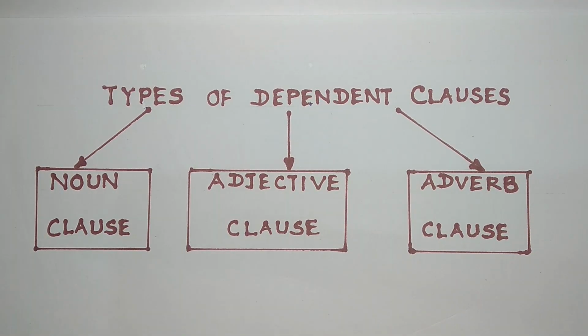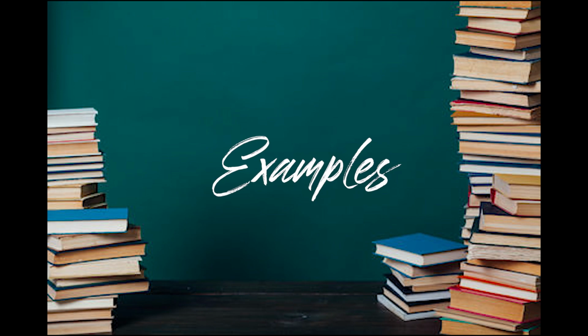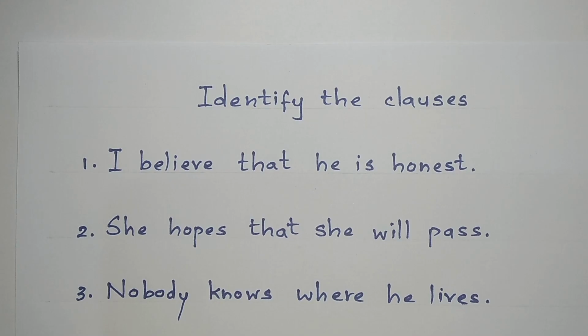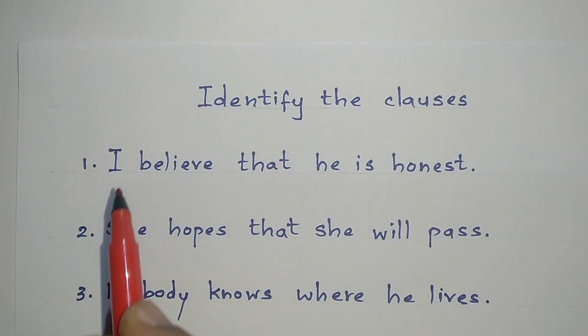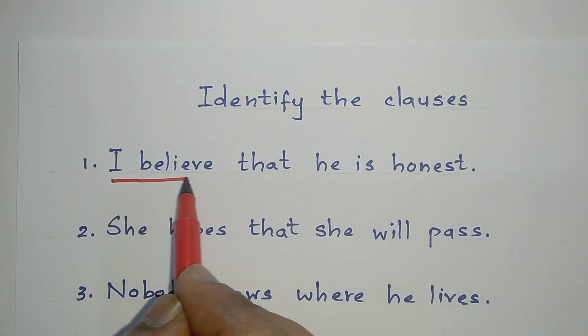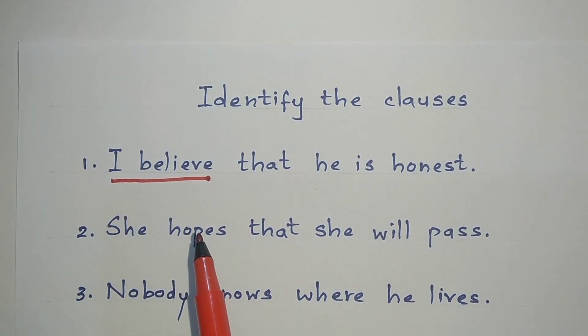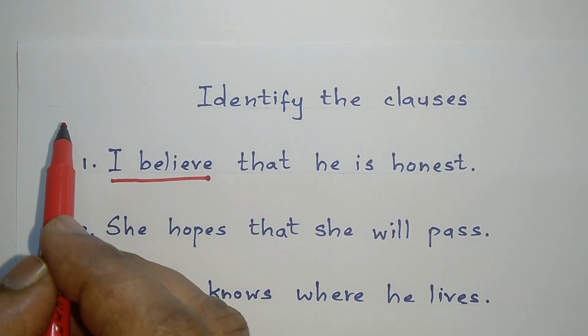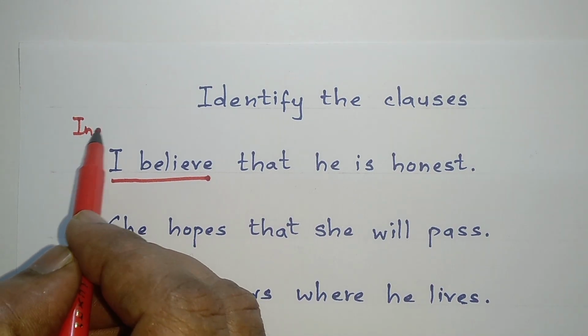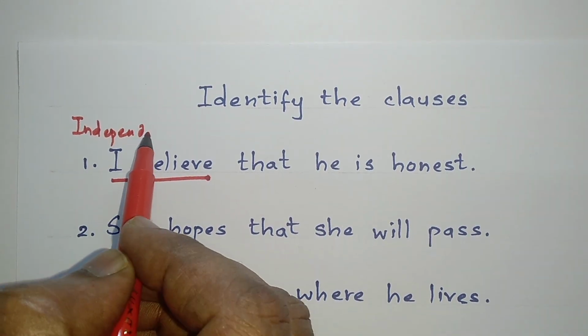कुछ sentences try करते हैं. I believe that he is honest. Well, I believe is a clause and it makes complete sense on its own. So therefore, I believe is independent clause.